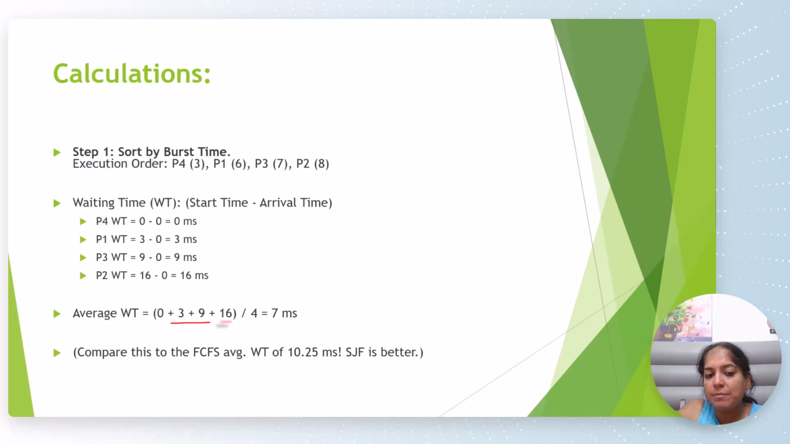3 plus 9 plus 16 plus 0 divided by 4, which is 7 milliseconds. So the average waiting time is 7 milliseconds.